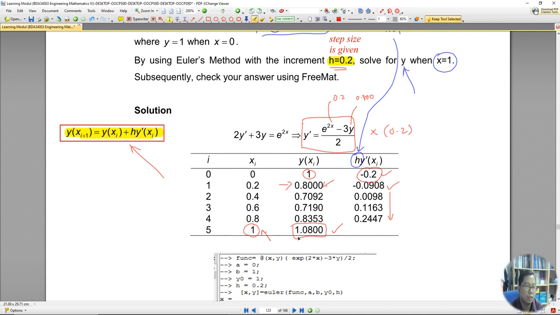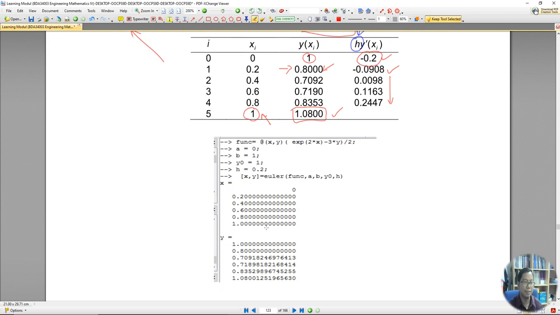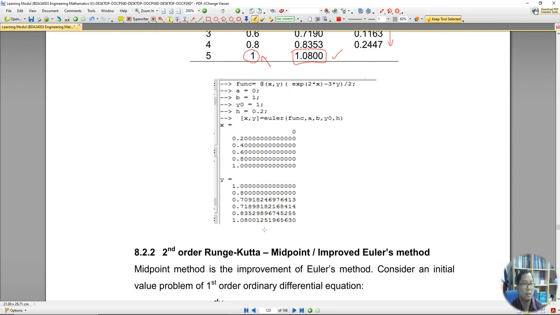So this is the answer: the answer is 1.08 for y. When x equals 1, y equals 1.08. And this is the validation process using Free Math. We just copy the function, and to identify when x equals 1, y equals 1.08.